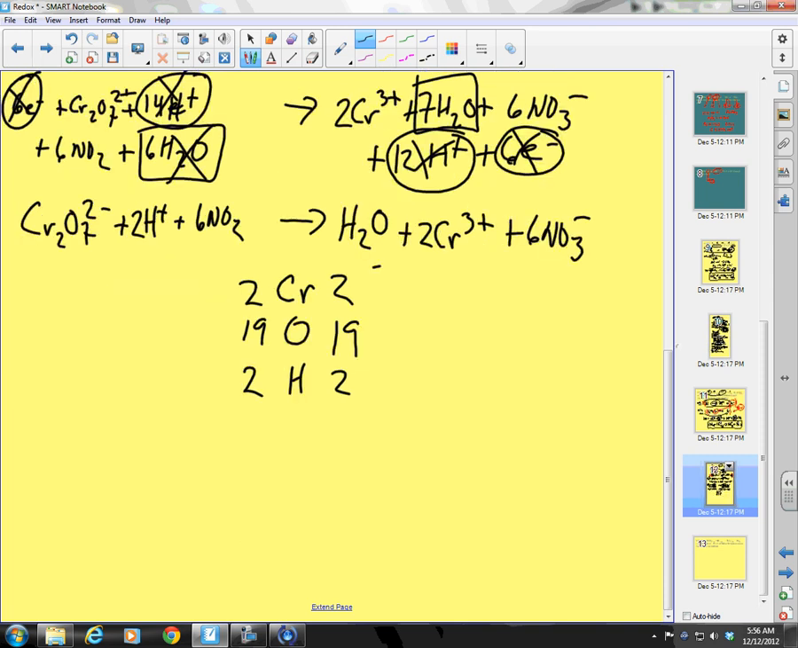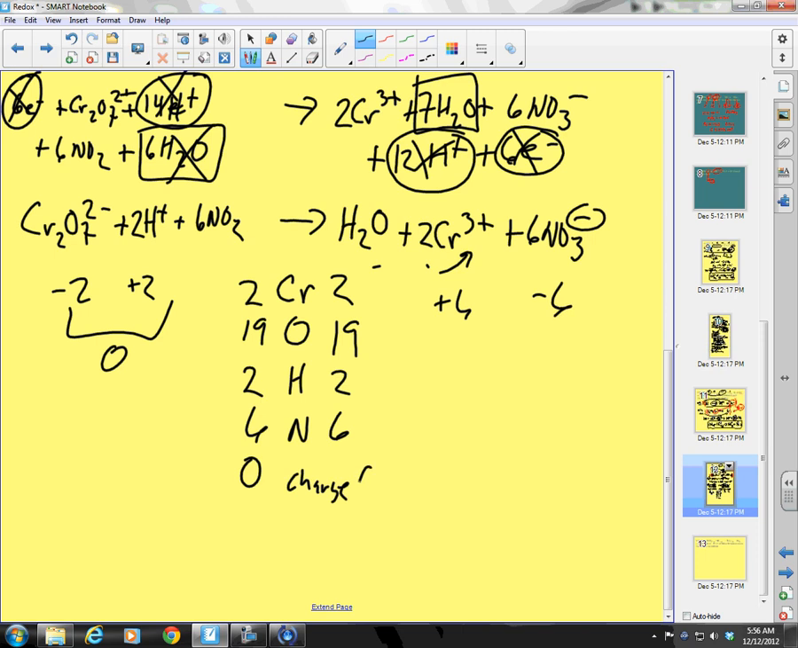How about my nitrogens? I have 6 nitrogens here, and I have 6 nitrogens there. And charge. What do I have? I have minus 2 here, but I have 2 times plus 2 there, so that is plus 2, and so my charge over here is 0. What's my charge on my left side? I have 2 times 3 plus, so that's plus 6. 6 times minus 1, 0.